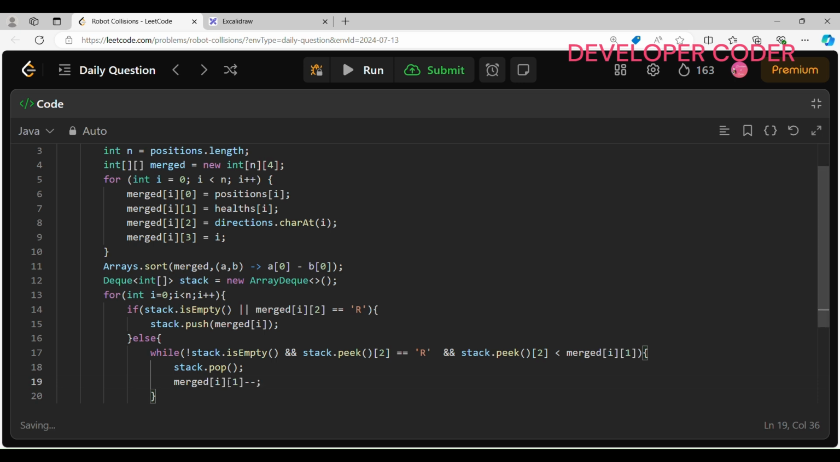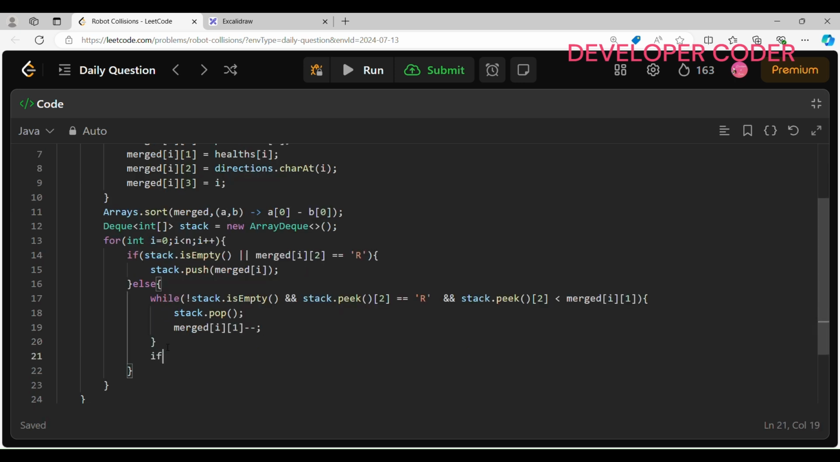Now write one more if condition, and in this if condition just check if my stack is not empty, and stack dot peek of 2 is equal to r. Just check for this thing. And now inside this I have to check if the healths are matching. If the healths are matching, then in that case what I need to do, if stack dot peek of 1 is health, right?